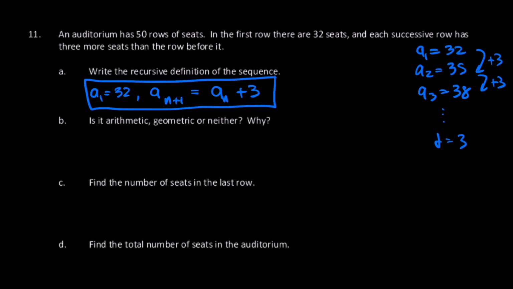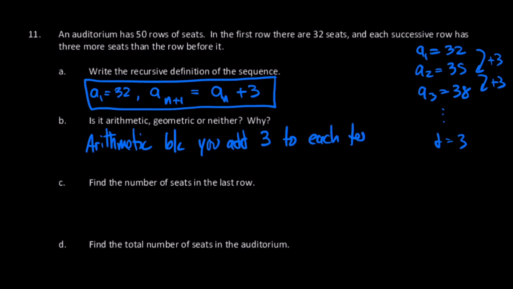Is it arithmetic, geometric, or neither? Why? Obviously, it's arithmetic. We already established that, because you add 3 to each term. Find the number of seats in the last row. So the last row is going to be A sub, how many rows does it have? 50. And it's arithmetic, so it's going to be A sub 1, which we established was 32, plus d, which we said was 3, times n minus 1, or 49. Okay, and we'll throw that into the calculator. I got 179.